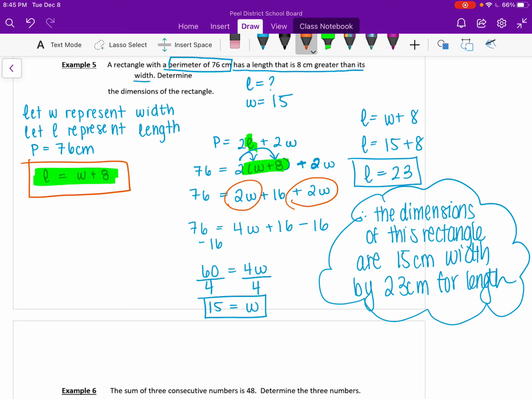So I'm just going to go back and label our steps. Let statements, we defined it in terms of one variable. We wrote an equation, right? We wrote our equation here, solved our equation here, and then wrote our solutions here.